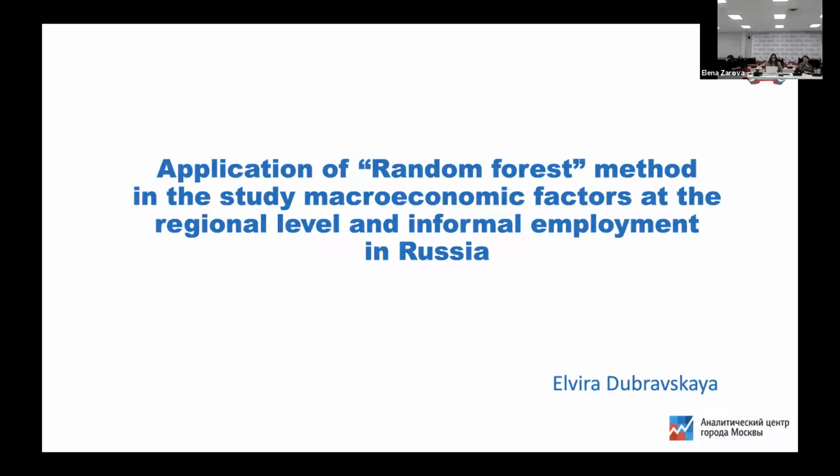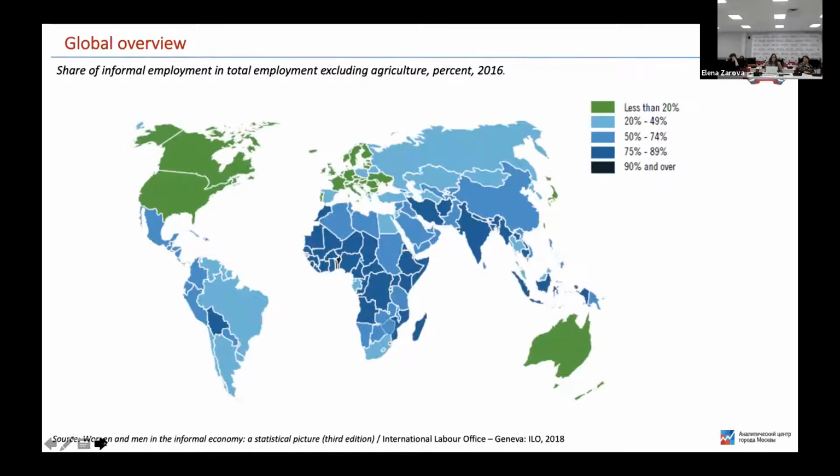So I want to tell you about my small work, which is made as a result of yesterday's masterclass and is really connected to my thesis topic. I will speak about the application of the random forest method in the study of macroeconomic factors at the regional level and studying informal employment in Russia. My thesis work is about informal employment. By the way, I have to mention that my supervisor is Professor Elvira Dubravsky, and we work on this topic. And the topic is really important.